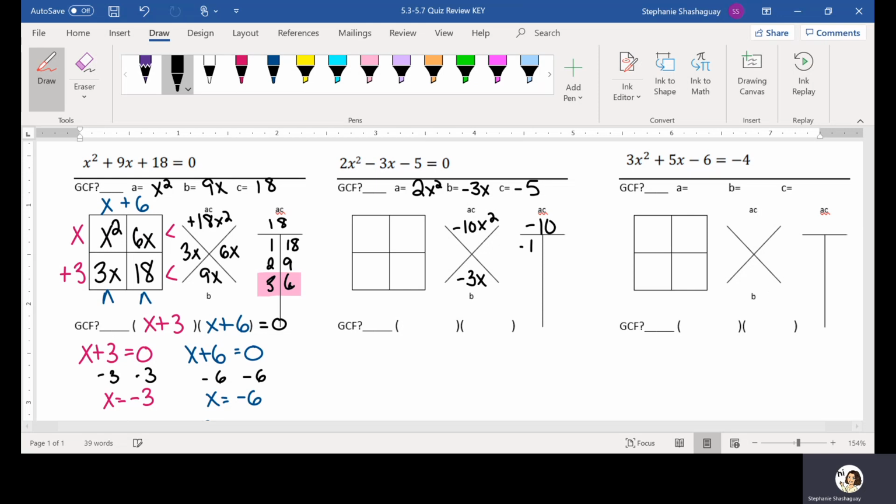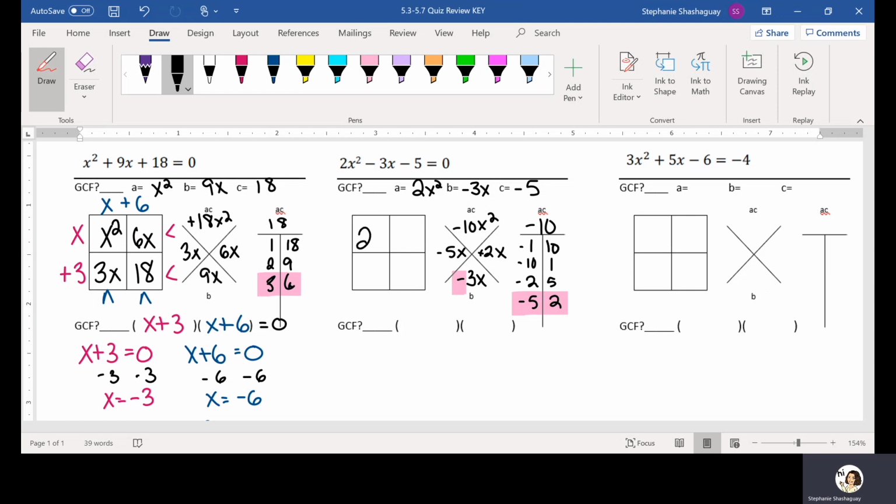So I could have a negative 1 and a positive 10, or a negative 10 and a positive 1, or I could have a negative 2 and a positive 5, or a negative 5 and a positive 2. Well, because my B term is negative, I know that my factors are going to be negative 5 and 2. So negative 5x and 2x will be my factors. And I can fill in my area model.